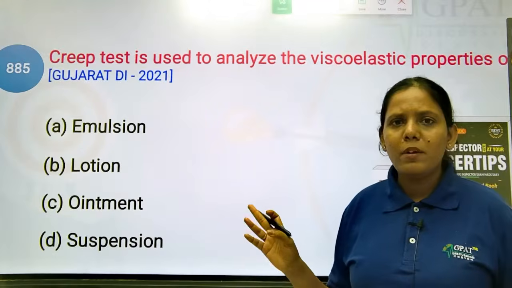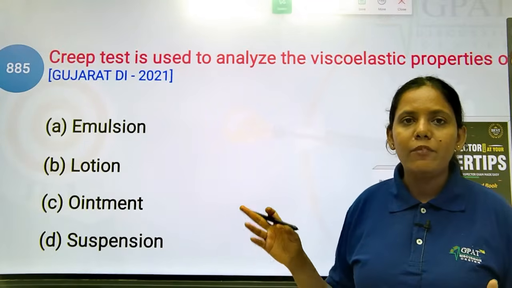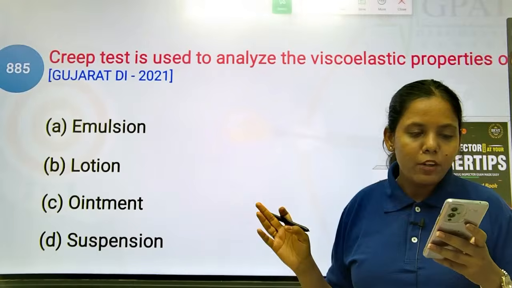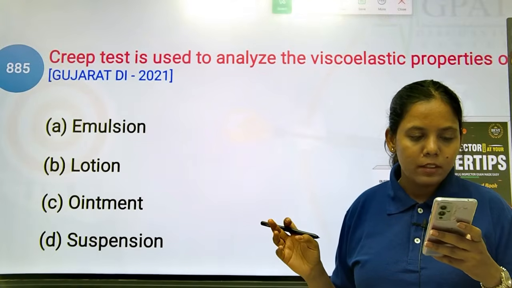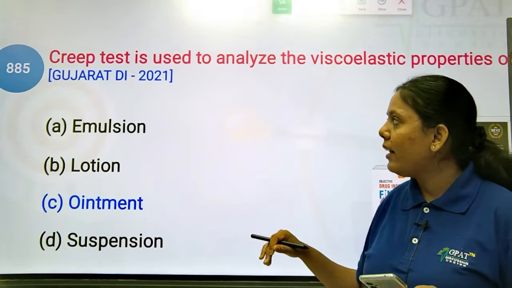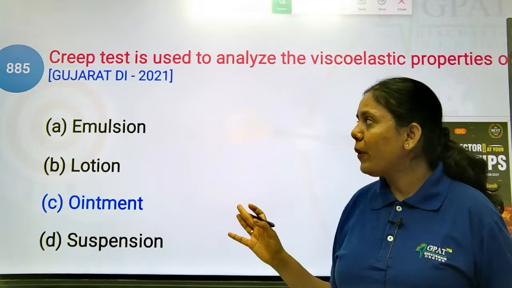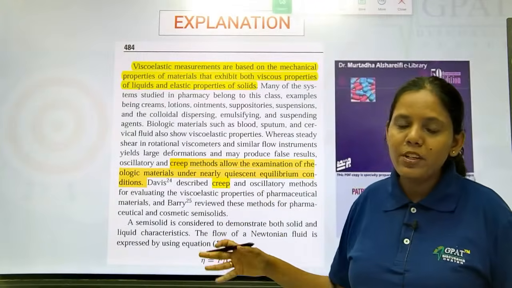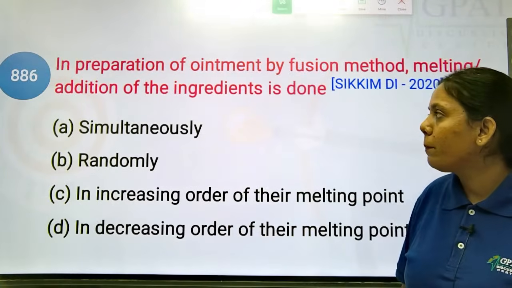Lotion, suspension, emulsion, we don't do the creep test for that, right? We have some other quality control test for this dosage form. Very good. Option C, ointment, is the right answer. Gujarat DI. See, all the questions are recent, and you can see so many questions from this dosage form.